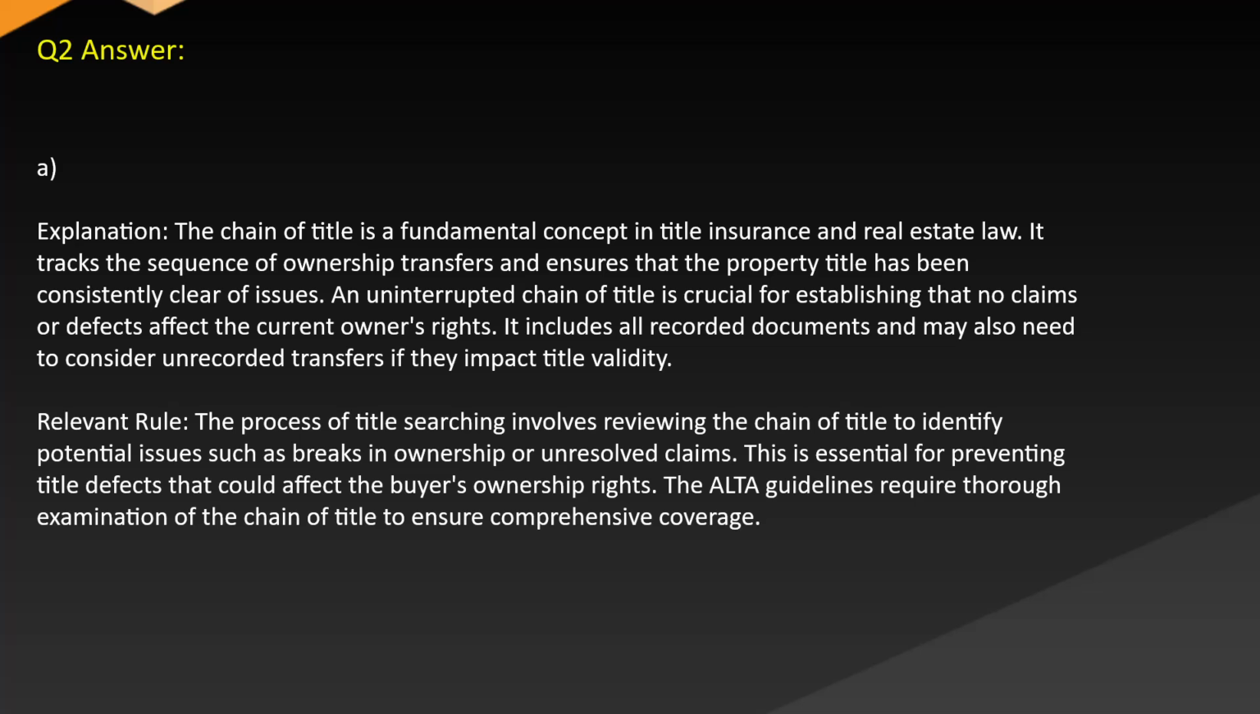Relevant rule: The process of title searching involves reviewing the chain of title to identify potential issues such as breaks in ownership or unresolved claims. This is essential for preventing title defects that could affect the buyer's ownership rights. The ALTA guidelines require thorough examination of the chain of title to ensure comprehensive coverage.